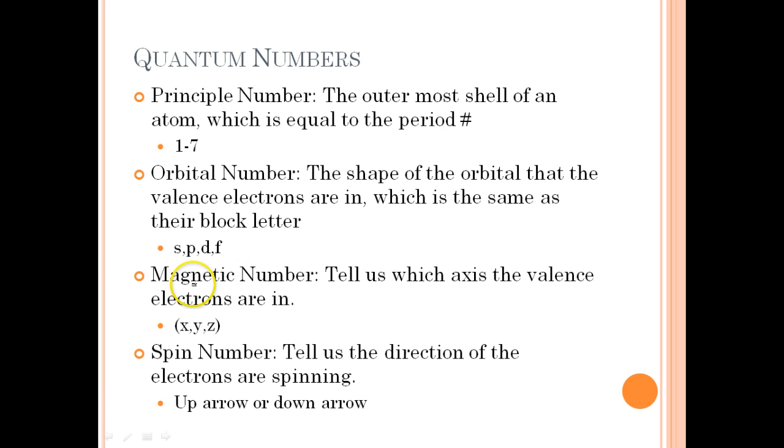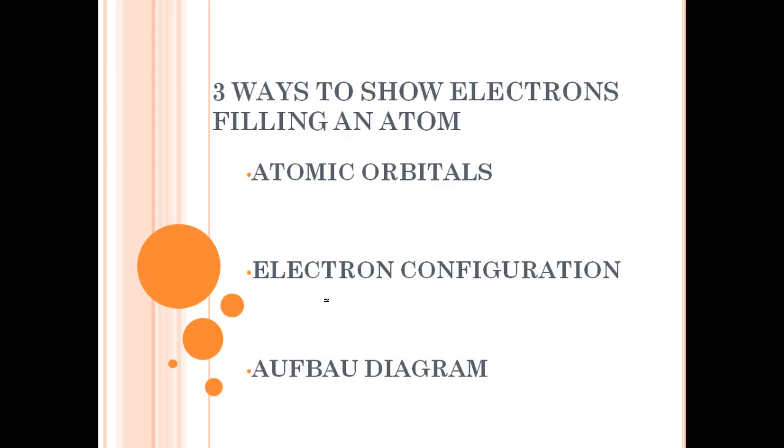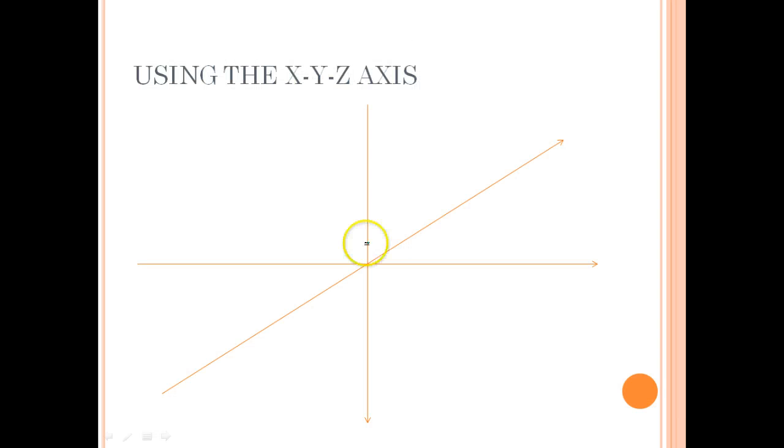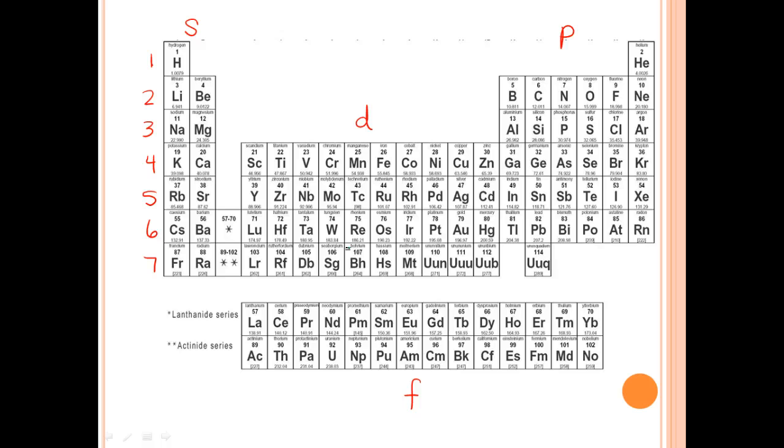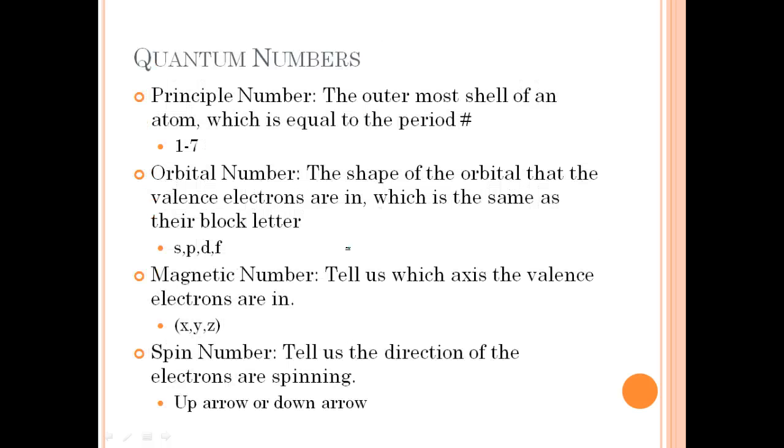Next is our magnetic number, which tells us the axes that the valence electrons are in. It's going to be either X, Y, or Z. Yeah, and so when we're drawing these, they're actually going to go on an XYZ axis. So hopefully you know what those are. X is the horizontal, Y is the vertical, and Z is going to be the diagonal one. And then our last one is the spin number, and that's going to tell us which direction the electron is spinning in. It's either going to be represented by an up arrow or a down arrow, or it can be represented by +1/2 or -1/2 of the spin.